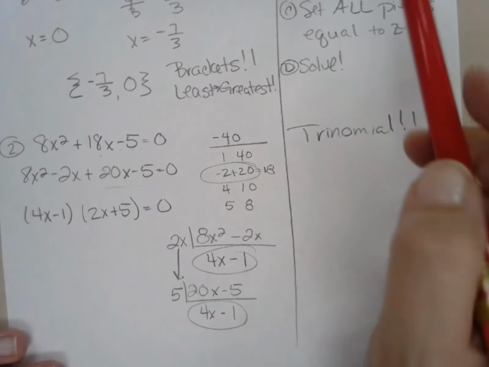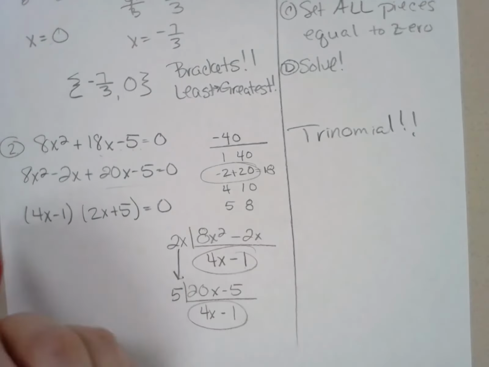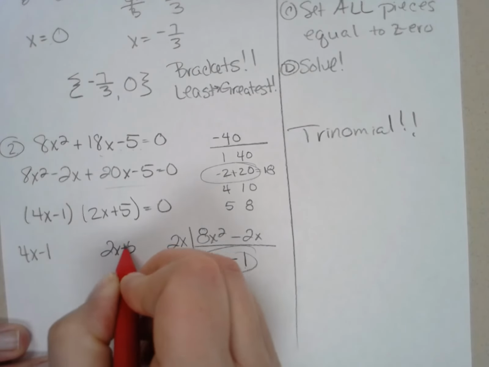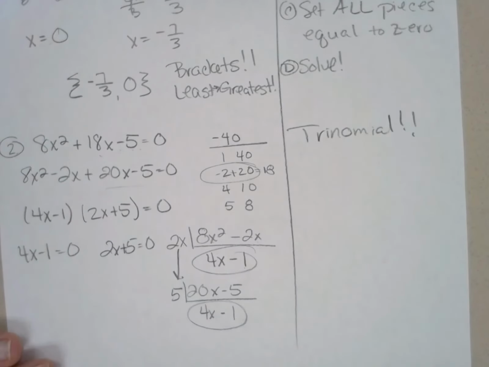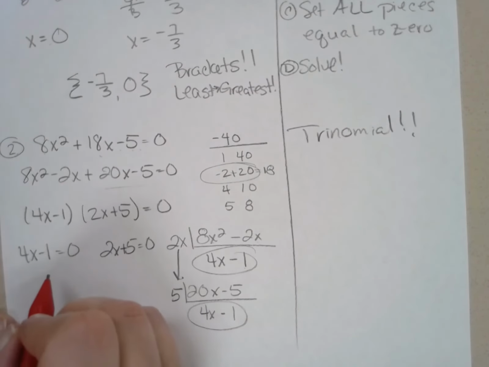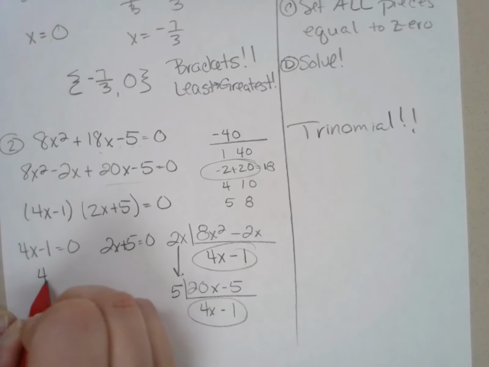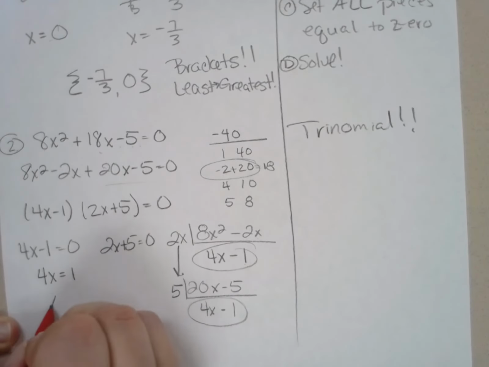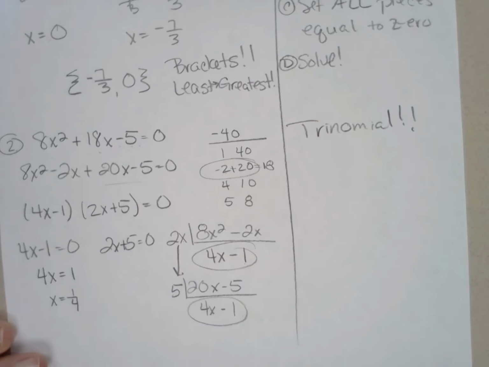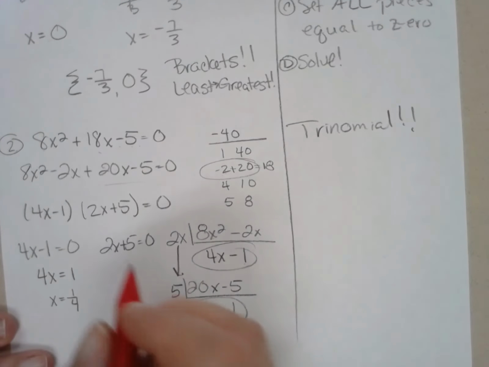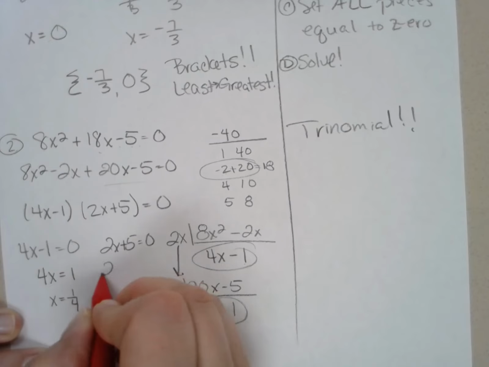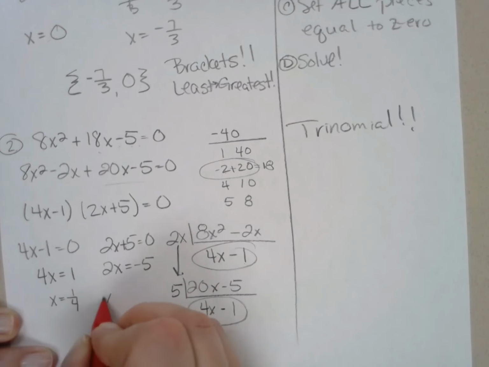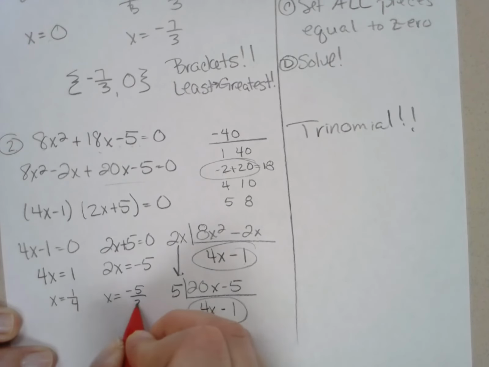And then I'm going to do exactly like I did up here. I'm going to take all of the pieces. So I'm going to take 4x minus 1 and 2x plus 5, and I'm going to make them equal 0. And I'm going to solve those two equations. So I'm going to add 1, so I get 4x equals 1. So on this side, x equals 1/4 because I divided by 4. And here, I'm going to subtract 5, so I get 2x equals negative 5. And then I'm going to divide by 2, so x equals negative 5 halves.